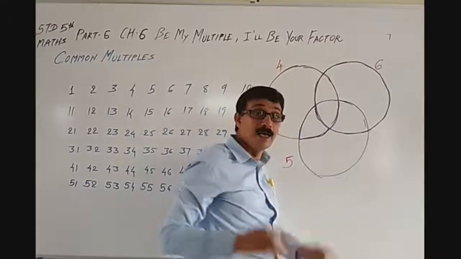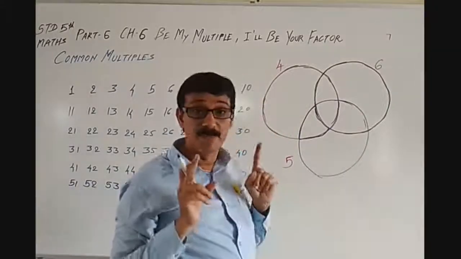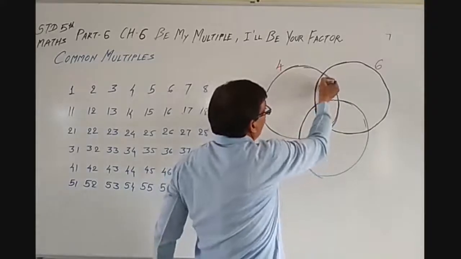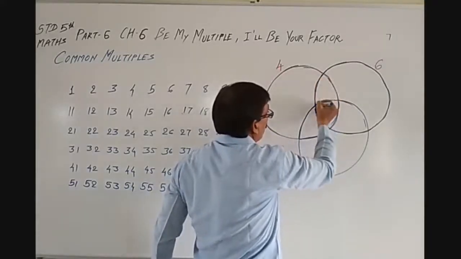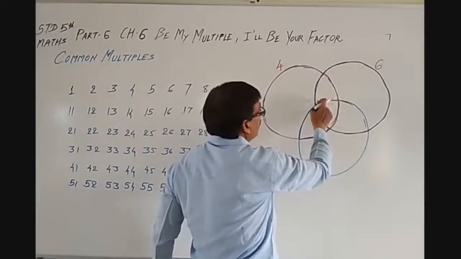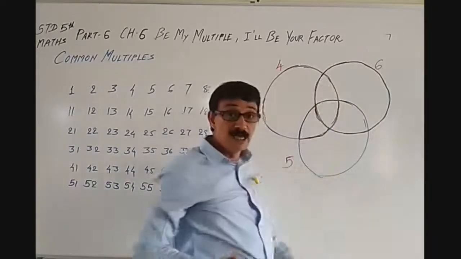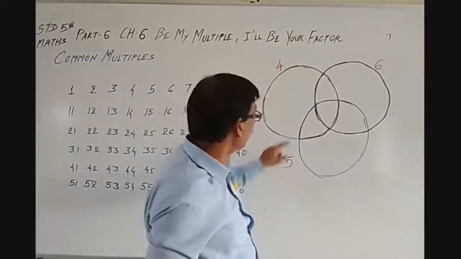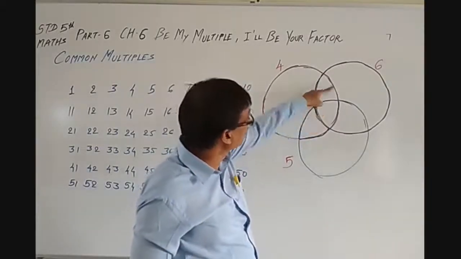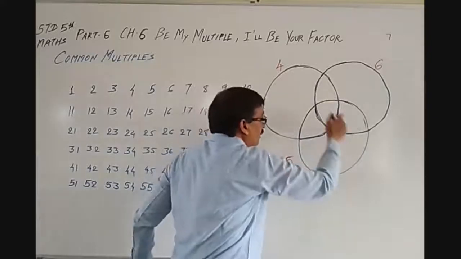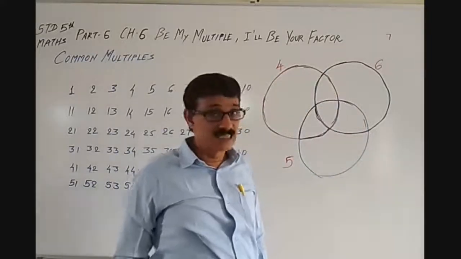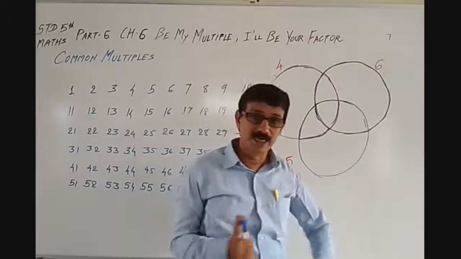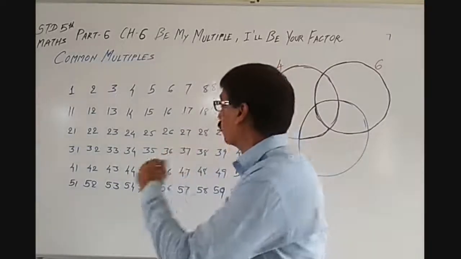Okay, and then if the multiples are common to 4 and 6, we should write them in this part. Okay, why? Because this part is only 4 and 6. But if the multiples are common to 4, 5 and 6, then we should write over here. Why? Because it is in the circle of 4, it is in the circle of 5, and it is in the circle of 6. So like that we will write. Now do it very quickly. Okay. So let's go for that.